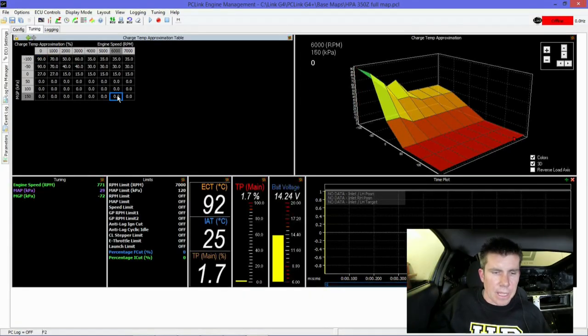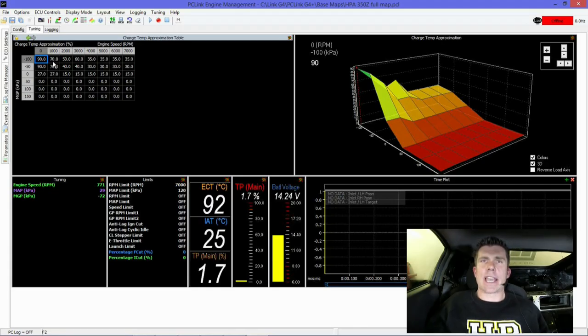and I'll just see if I can bring that up. Okay, if we look at the laptop screen here, this is the charge temperature approximation table. We've got our load axis, manifold pressure, and our engine RPM axis. And what you'll see is we've got numbers between 100 and 0 in this table. When we are at very low airspeed down here, high manifold vacuum, low engine RPM, you can see the numbers are quite high. We've got 90 and 70.